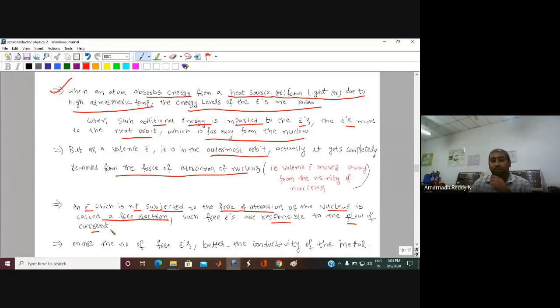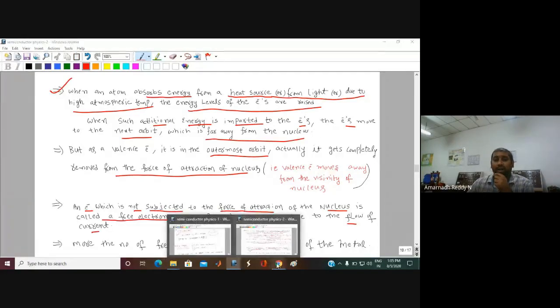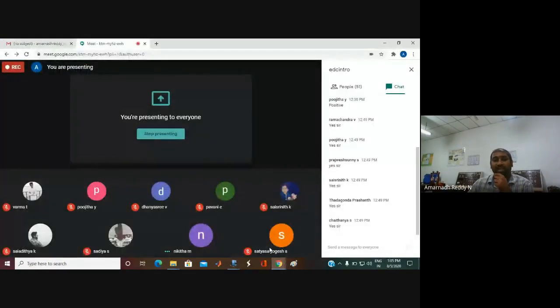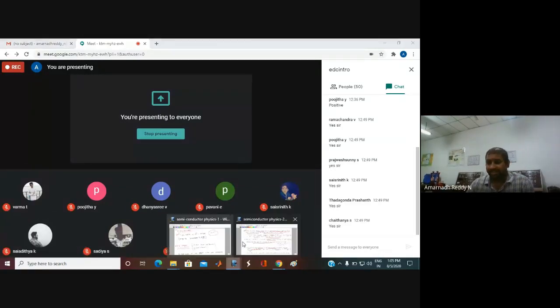Till now the electron is in the vicinity of the nucleus, in the valence shell, in the valence band, and also in a covalent bond. The moment you apply external energy, the electron is able to jump from the valence band to another band. What is the name of that band, where completely free electrons are available? Conduction band. Very good. I will tell how the conduction band and valence band are formed once we finish this discussion.